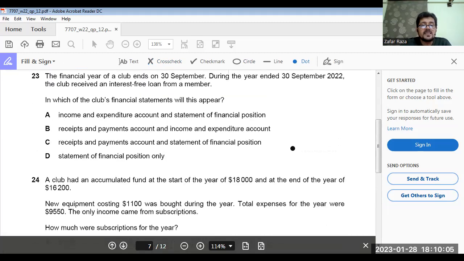Okay. The financial year of a club ends on 30th September. During the year ended 30th September 2022, the club received an interest-free loan from a member. In which of the club's financial statements will this appear: income and expenditure account and statement of financial position? It is going to appear in the statement of financial position, but not in the income and expenditure account. Receipt and payment, yes, but not income and expenditure account. And definitely D is not the answer.